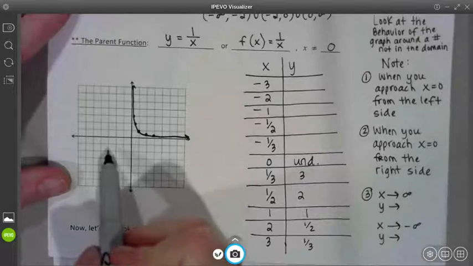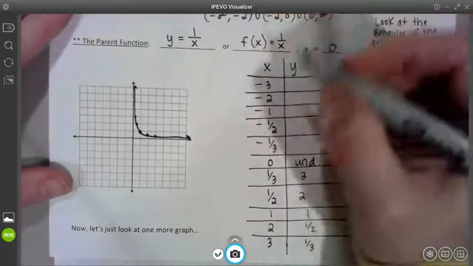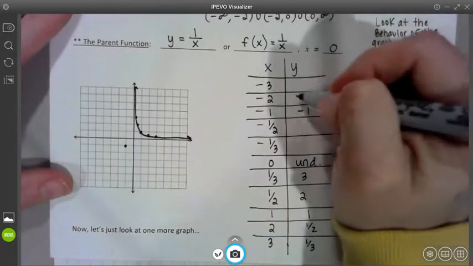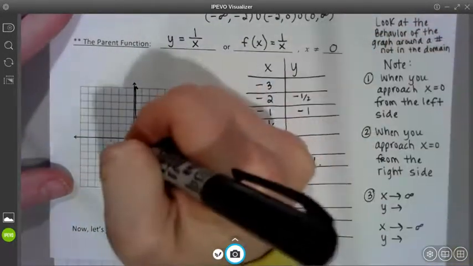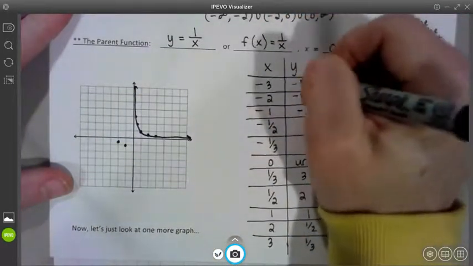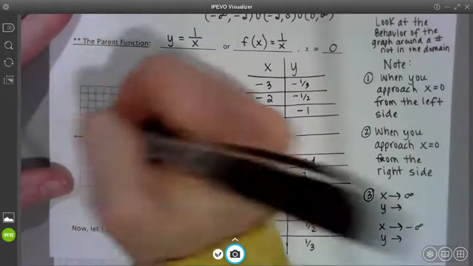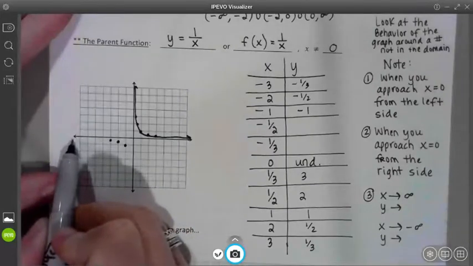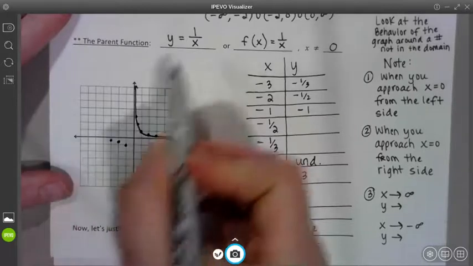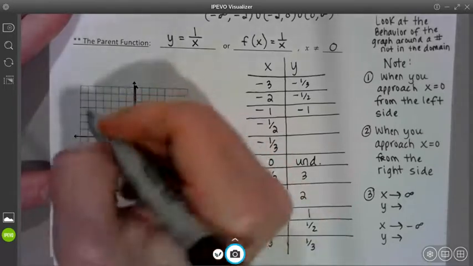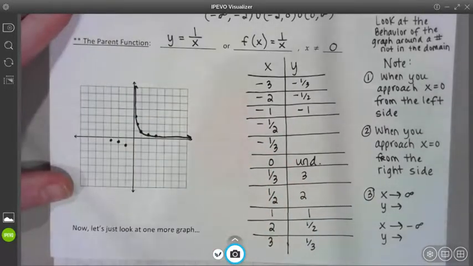All right, what's happening over here? Well, when I plug -1 in, 1 over -1 is -1. So (-1, -1). I plug in -2, 1 over -2 is -1/2. And then -3 goes in, that's 1 over -3, that's -1/3. So now as x technically gets smaller and smaller, that y value is getting closer and closer to becoming 0, but it doesn't actually become 0, right? 1 divided by any negative number, it's still going to be a number. It won't be 0. So it's getting closer and closer to that x-axis.